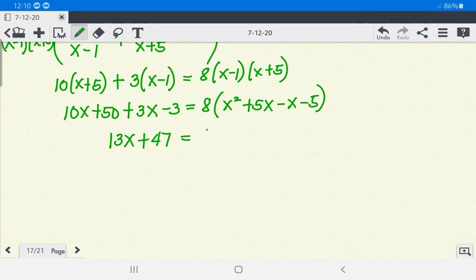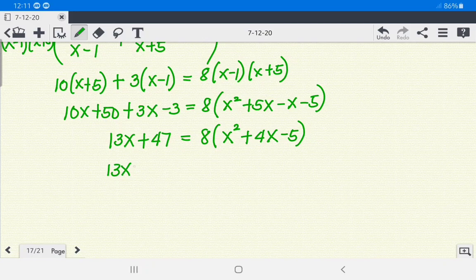Then here we have 8 times x squared, 5x minus x, that is 4x, right? Then minus 5. Then we have 13x plus 47 equals to, let's multiply 8 times x, we have 8x squared. Then 8 times 4x, we have 32x. Then 8 times negative 5, we have negative 40. Then let us now combine similar terms.